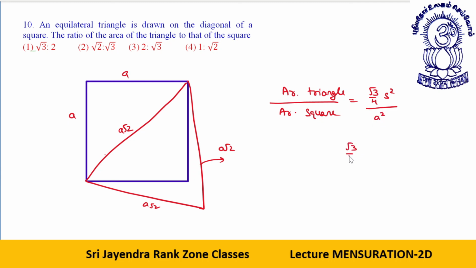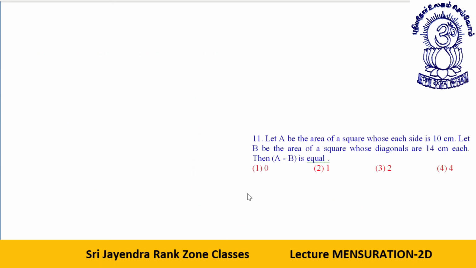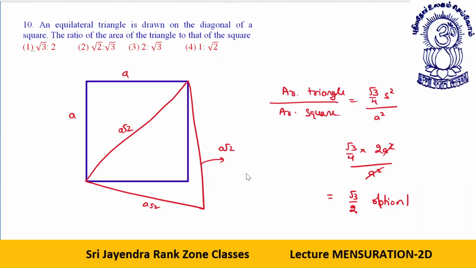So this is root 3 by 4 into root 2A square, that is 2A square by A square. This is what? Root 3 by 2. Option number 1 is the answer. Okay, my dear students, you can have a look. This, if you want, I can write in detail. This is actually root 2A square divided by A square. This becomes root 3 by 4 into 2A square divided by A square. So this is the answer.